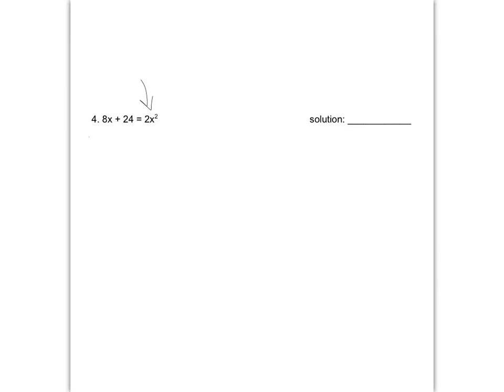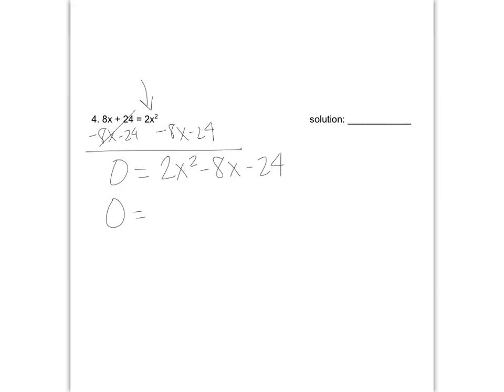We want that first term to be positive of our quadratic equation. Okay, so that means I'm going to subtract 8x and subtract 24 on both sides. So now that equals 0. Writing it in standard form, 2x squared first, minus 8x minus 24. Okay, so then I'm going to look at my quadratic equation. First thing we look for when we're factoring is a GCF. Notice they all have a 2 in common, so we'll take that out first. So you have x squared minus 4x minus 12.